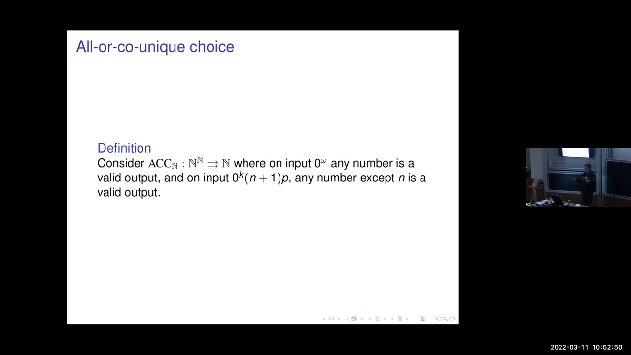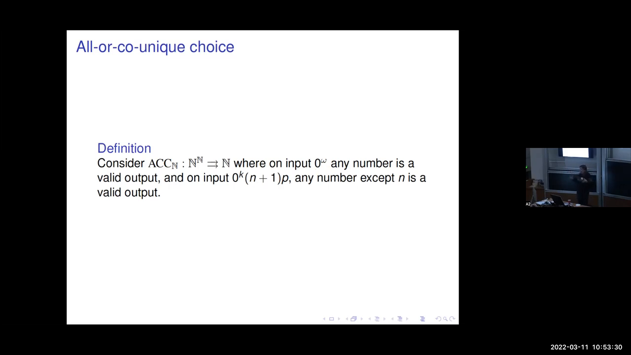ACCN is the sort of weakening of that, where I can only disallow one number. One way of coding that is saying, okay, it's actually defined on all of Baire space. If my input is just constant zero, I never rule out any kind of number. Any number is a perfectly fine answer. And I can say at some point, n is the wrong answer. N is the one number out of all the infinitely many numbers that I do not want to see. And after I've said that, I have to accept everything else.